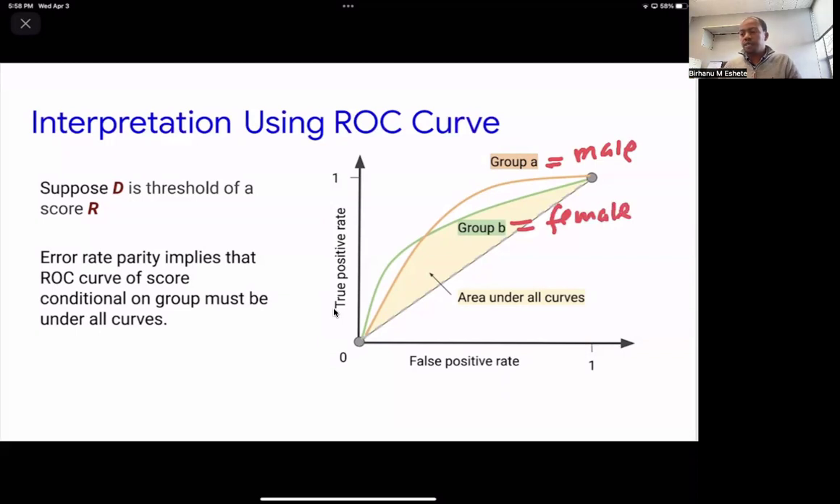Okay, so D is the threshold of the score function R, and the error rate parity implies that the ROC curve of score conditional on group must be under all curves. So basically what you want to do is for all the groups, you plot this ROC curve, and the intersection of the curves, or basically the area under all curves, is going to be the part where the outcome is going to be balanced for everybody. Okay, so this is a slightly better approach and also an established method for debugging outcomes based on false positive and true positive rates.